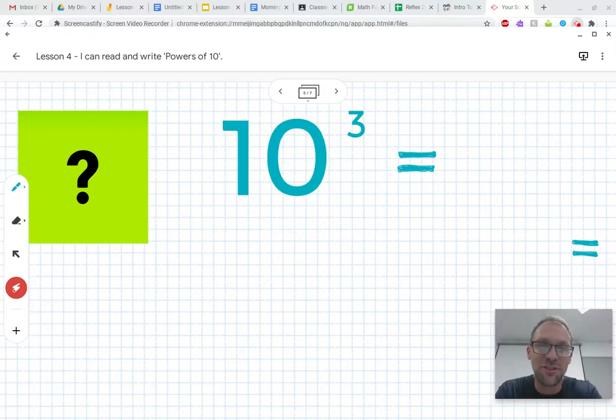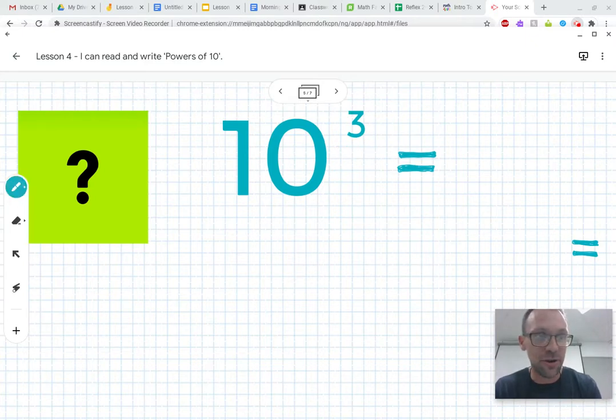Okay. Do you think you got it? Let's find out. The base tells us to use 10 3 times. I'm sorry, the exponent. Oh, I'm getting tired. The exponent tells us to use the base 3 times. So let's do that. Let's go ahead and start drawing.